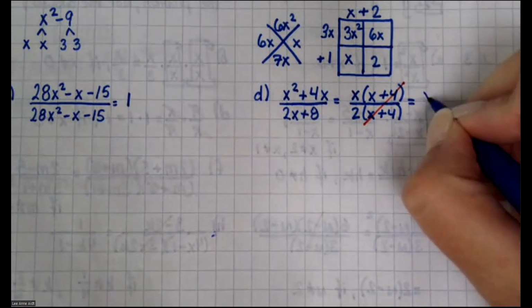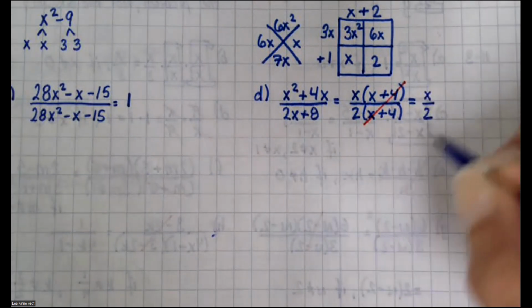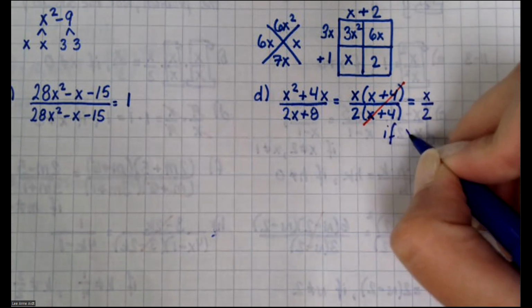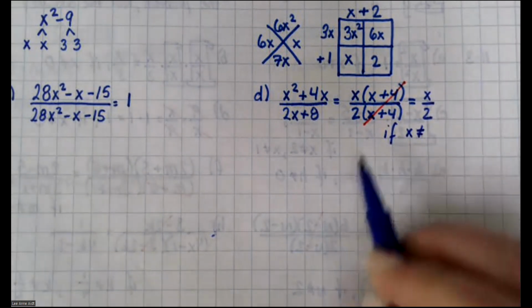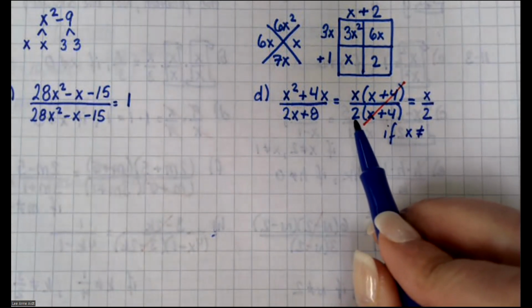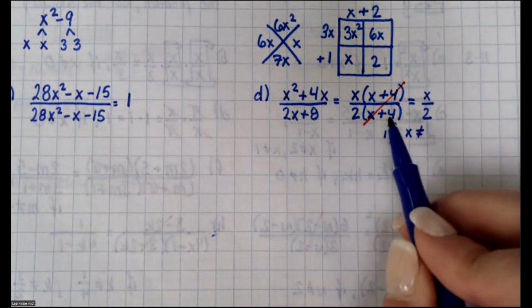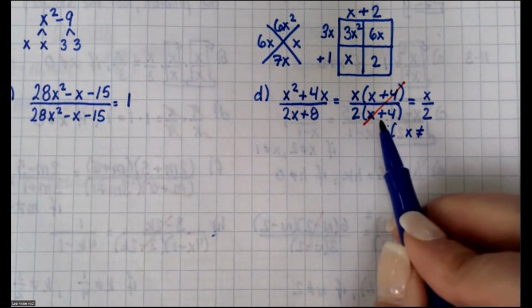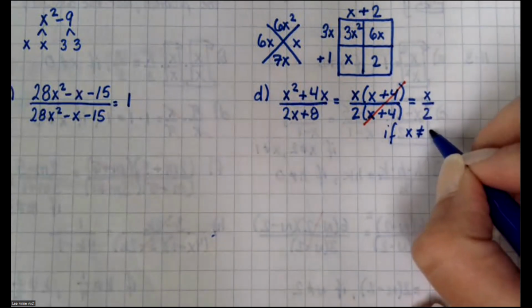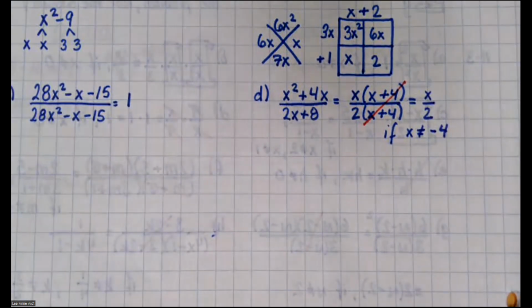Okay, and then excluded values. Do we care about the 2? No, that's fine. It's just a constant. What we care about is what x can't be, and x cannot be -4. And I'm done. One minute to spare.